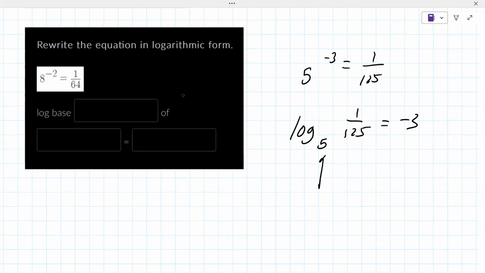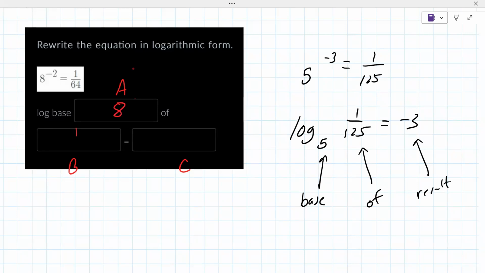Okay, so this number is the base. This is what you're taking the log of, and this is the result or the right-hand side. So maybe you can use that to map what goes in positions, we'll call it A, B, and C. So would it be log base 8 of 1 over 64 equals -2? Yes. Perfect. Very good.